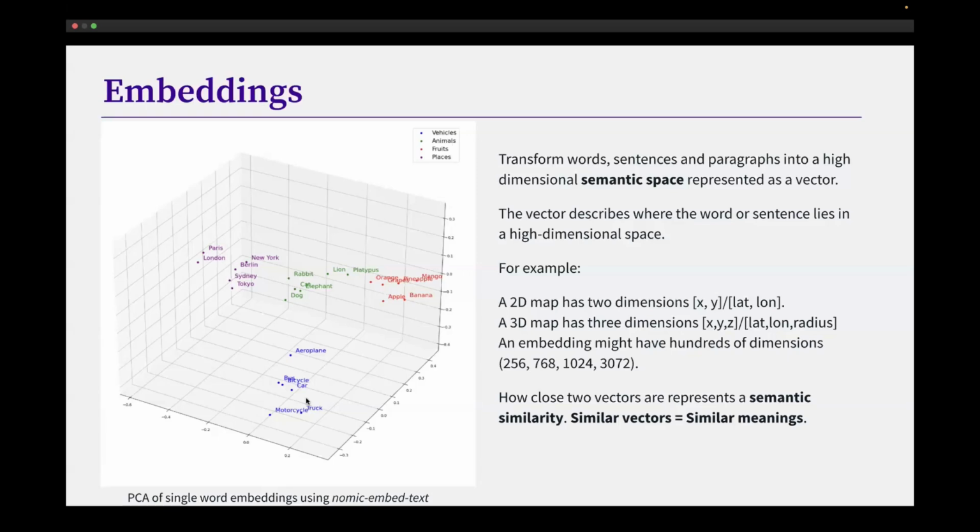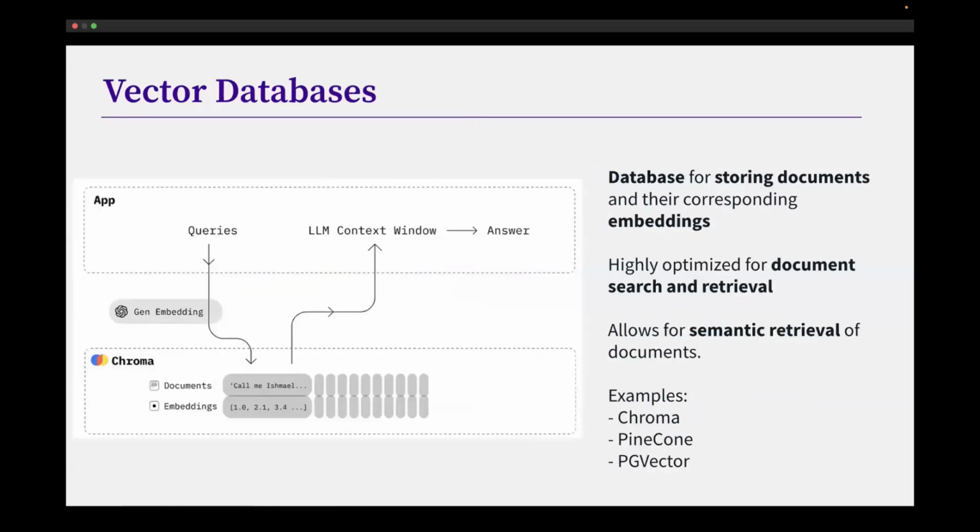So the whole point of this is, if they have a similar semantic meaning, they're going to be similar in this vector space, which is really important for RAG. So we can use those in vector databases then, which is how we store these.